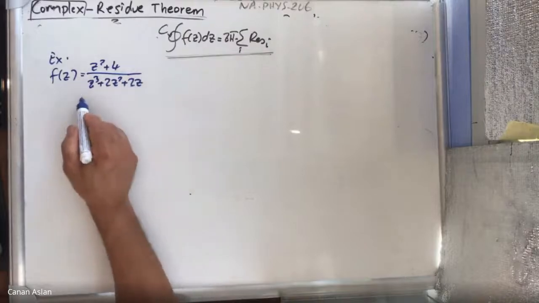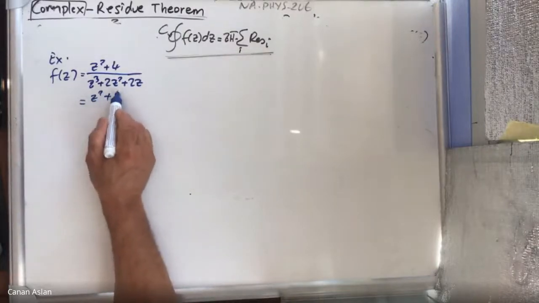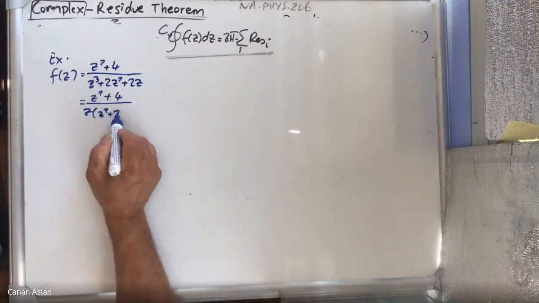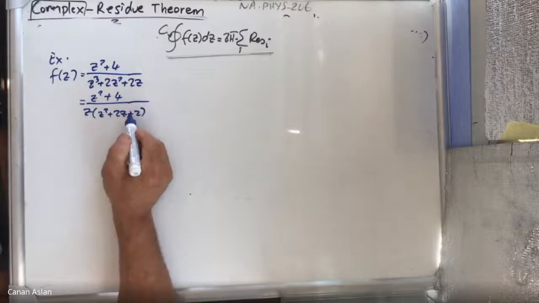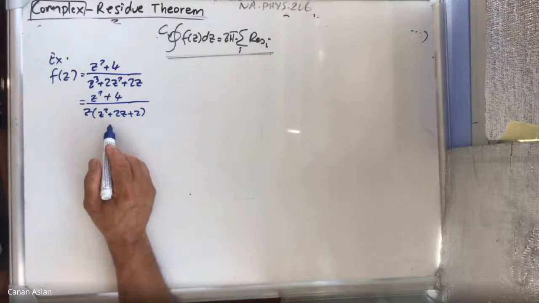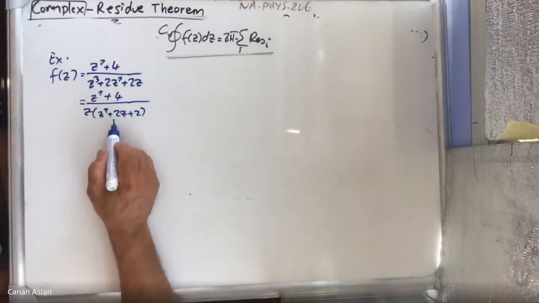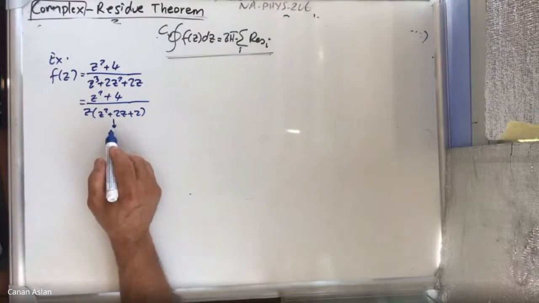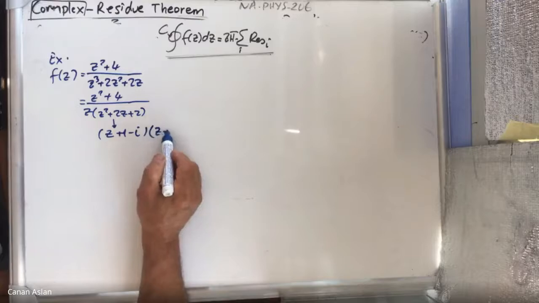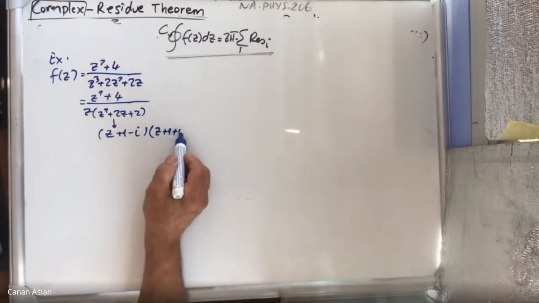So this can be written as z squared plus 4 divided by z, factor out, you have z squared plus 2z plus 2. So this is on the denominator. In this case, we can just write this product as z plus 1 minus i times z plus 1 plus i.